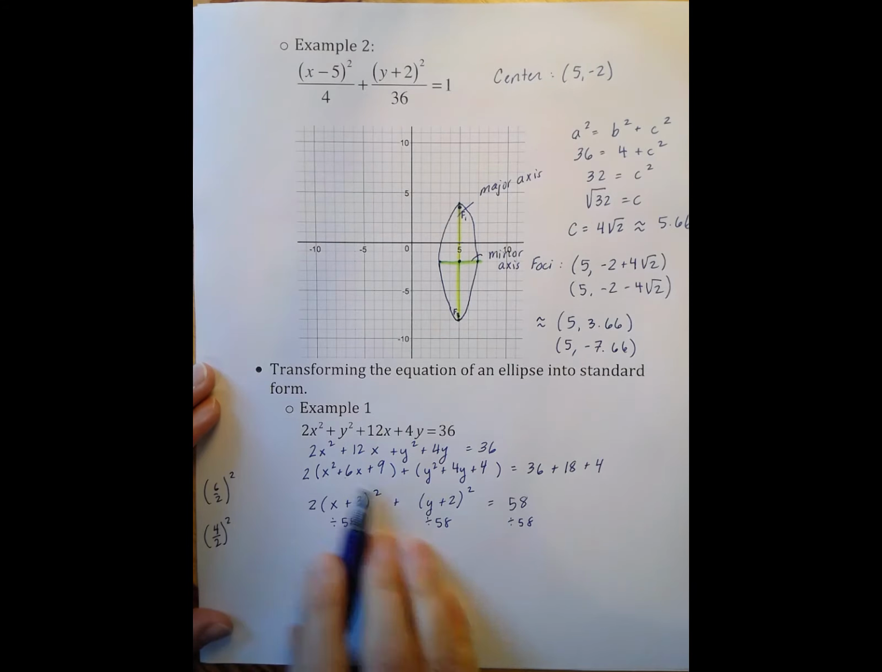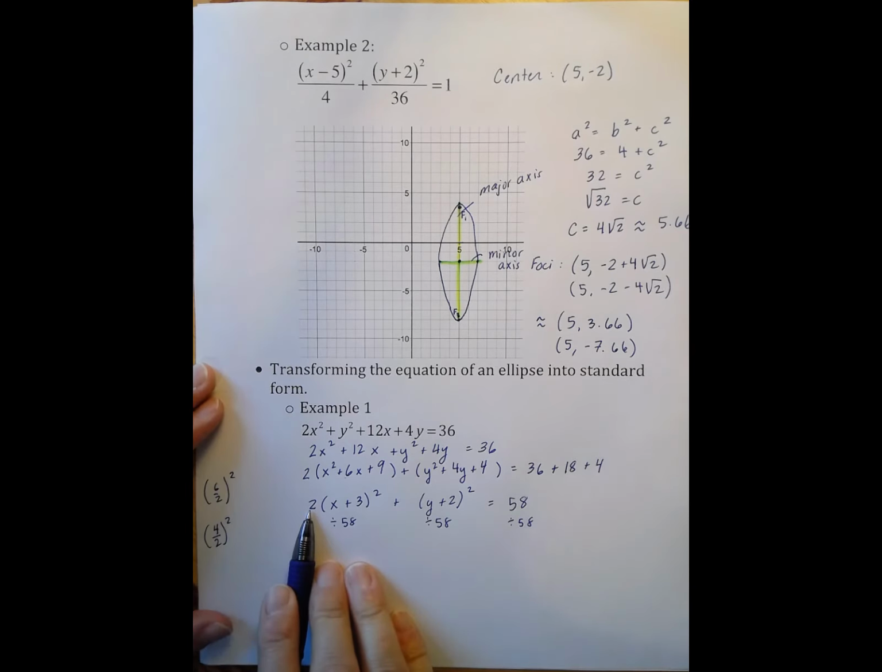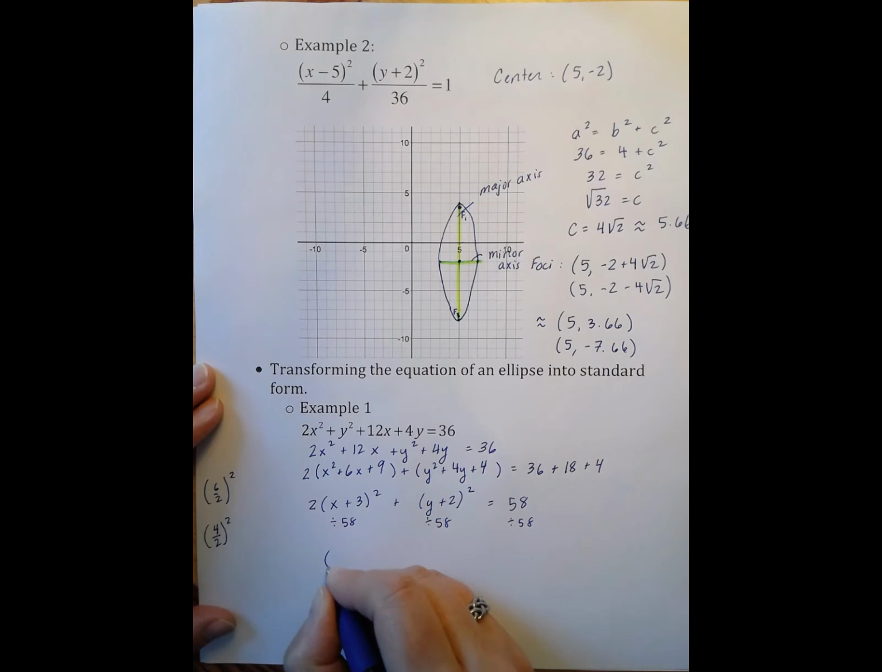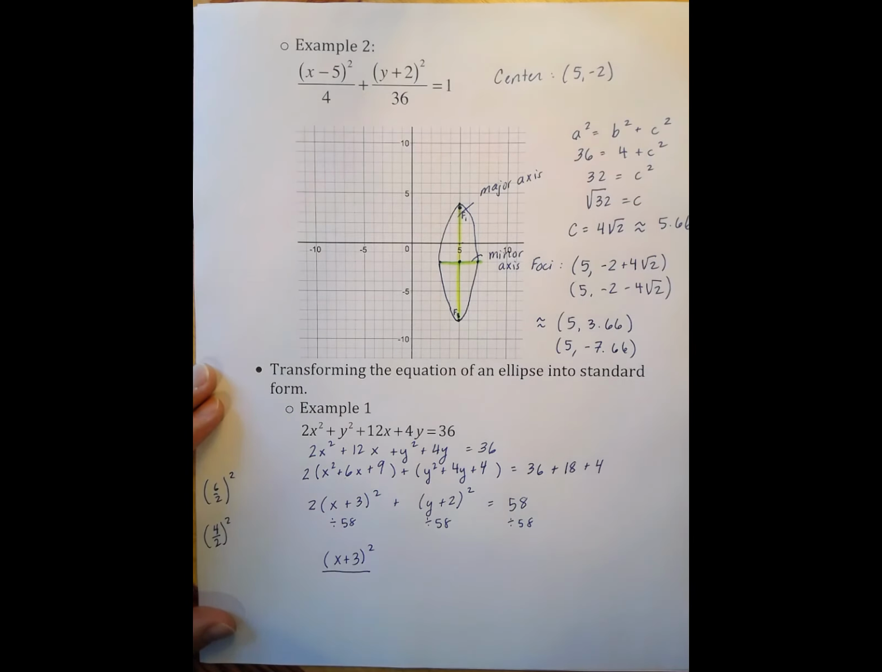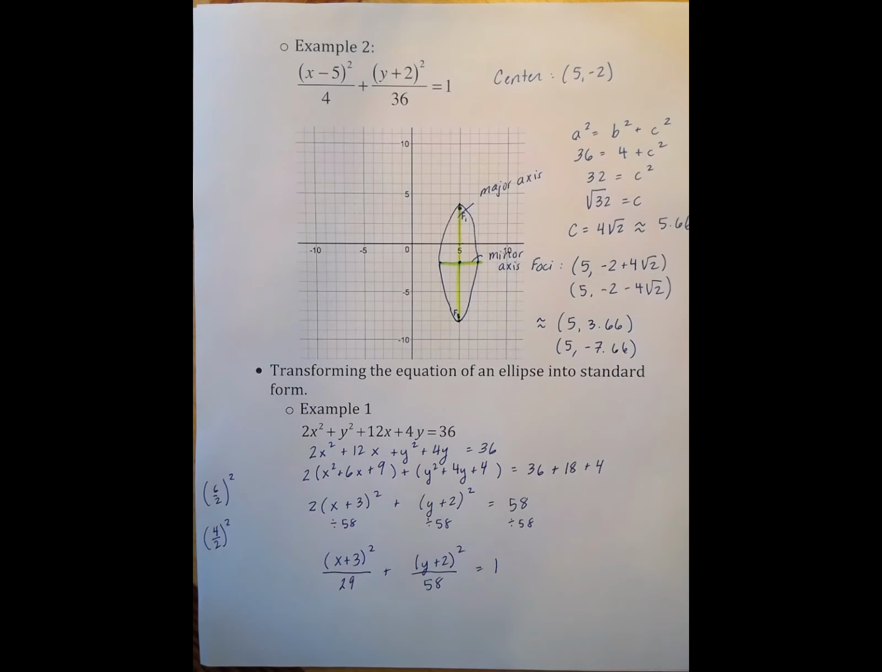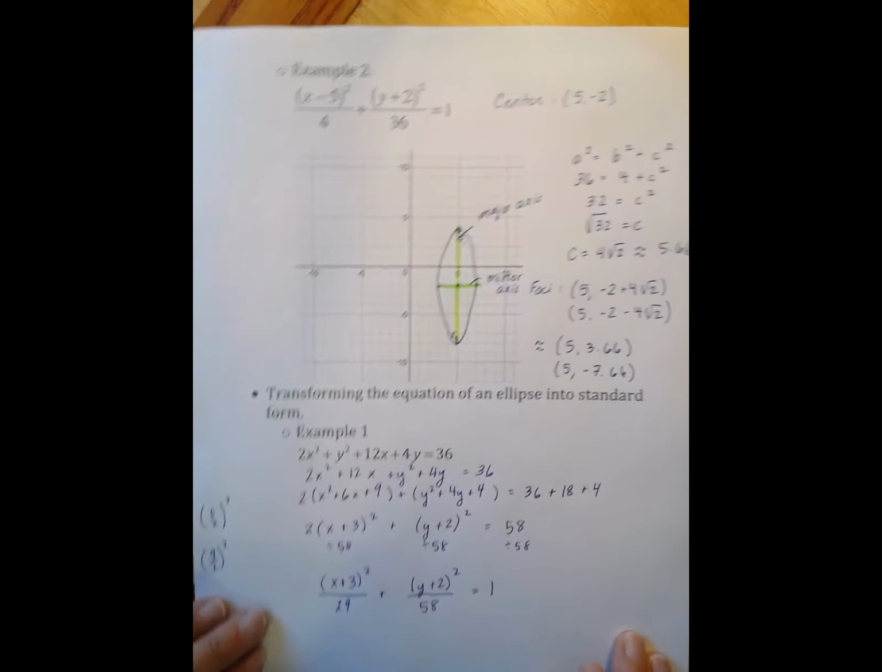In my first portion here, I want to get rid of the 2 in the numerator, and so I reduce this fraction. So I end up with x plus 3 quantity squared all over, oh god, what's 58 divided by 2? Making sure I get this exactly right. There we go, 29, I should know that. Plus the y plus 2 quantity squared all over 58. There was no coefficient in front of my perfect square binomial to reduce the 58. Equals 1. And now I have transformed the equation of this ellipse from expanded form to standard form.